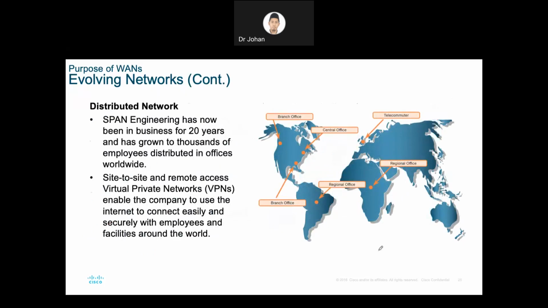Distributed network. Span Engineering has now been in business for 20 years and has grown to thousands of employees distributed in offices worldwide. Site-to-site and remote access virtual private networks, or VPNs, enable the company to use the internet to connect easily and securely with employees and facilities around the world.